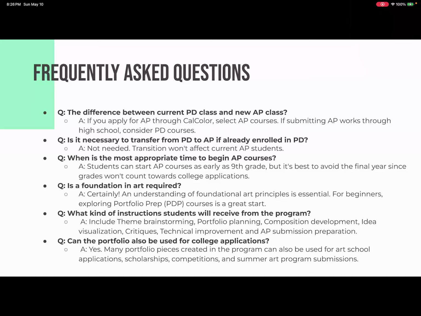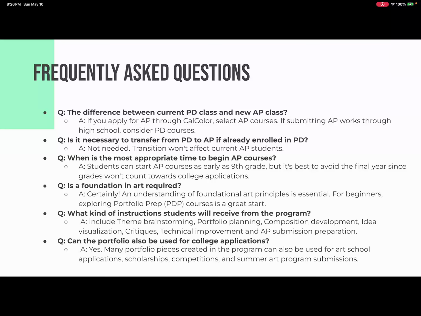Now, I know a lot of students have a lot of APs to do. So what's probably the best time for students to start doing AP courses? Yeah, of course. I also see this question in the messages. The same question popped up earlier. They can start as early as ninth grade. But it's best to avoid doing the submission in their senior year because their grades won't count towards their college application.